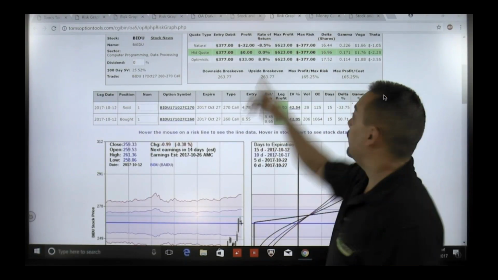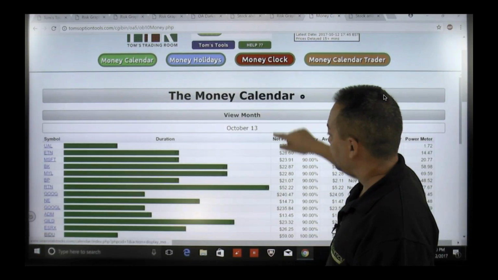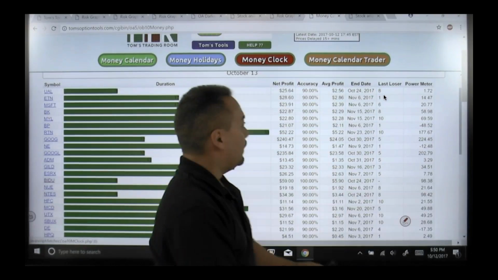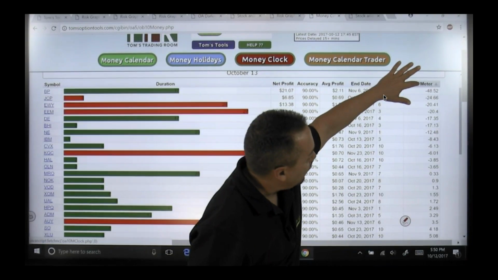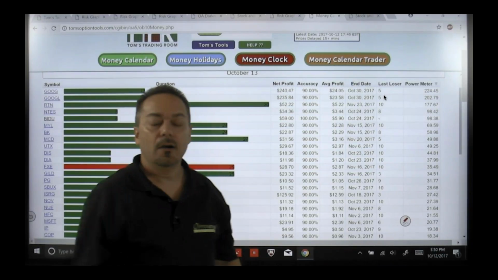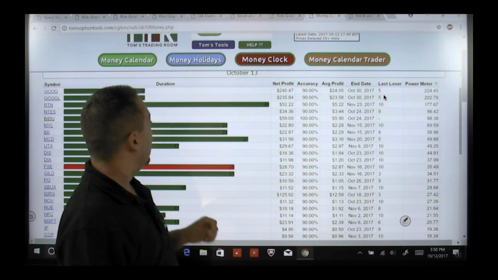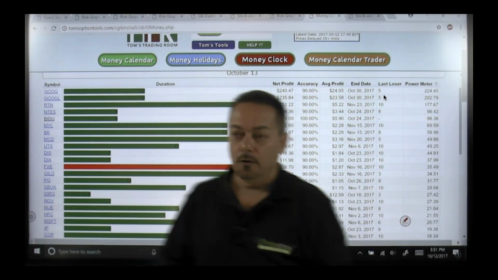Now that we've looked at both spreads and the money calendar together, go back to the money calendar. I'm going to go back to the day and view the day. This is another way I'll sort this. I showed you sorting methods using accuracy, but I want to come over here to something called Power Meter, and I'm going to double click on Power Meter. Anything above 1, a positive number, is good. But look what's all the way up at the top here. There's a 224 and a 202.